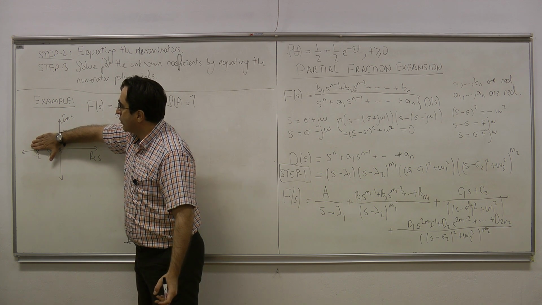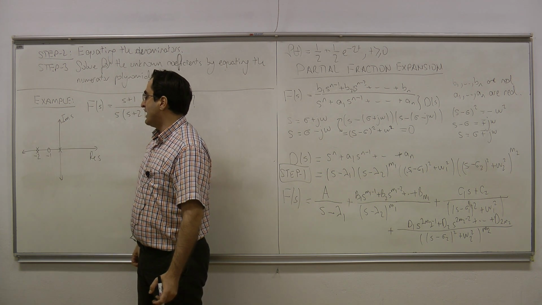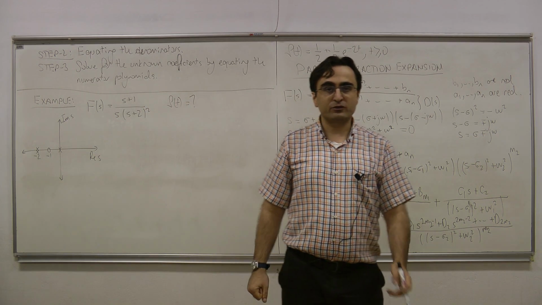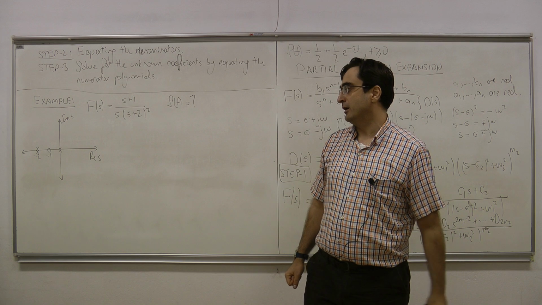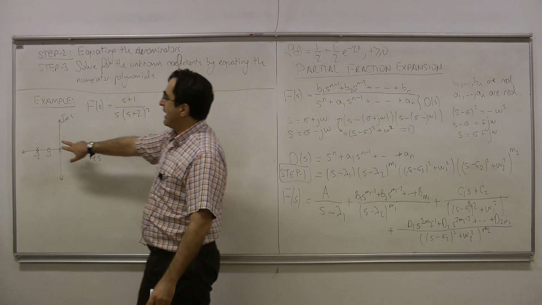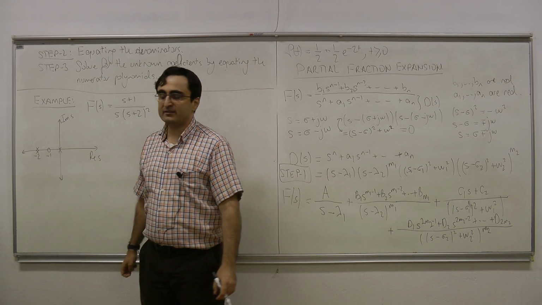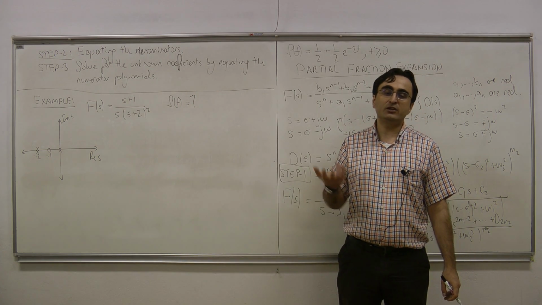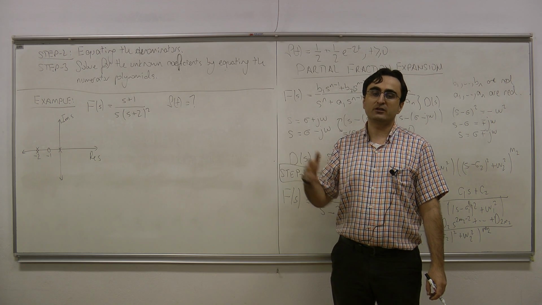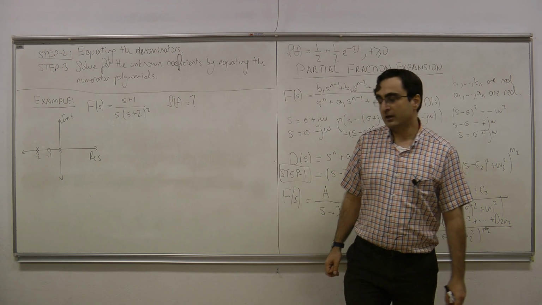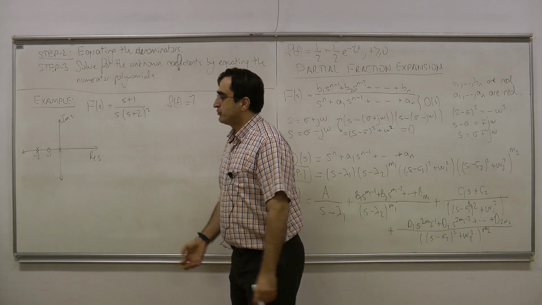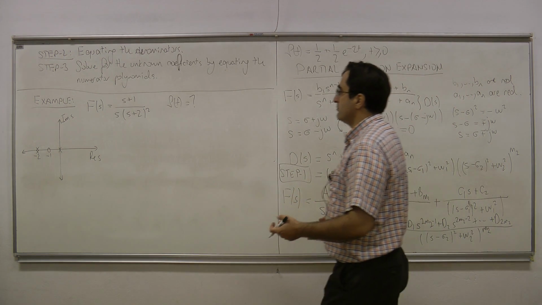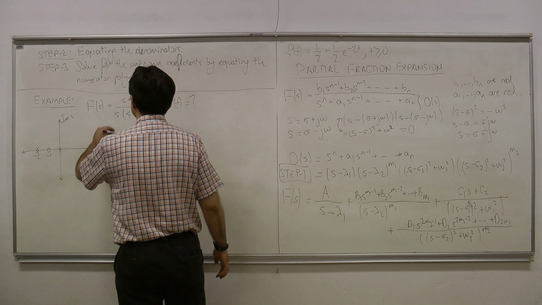So if I had only a single pole at s equals -2, then I would have an exponential term, e to the -2t. But since I have double poles at exactly the same position, I will also have an additional term, t times e to the -2t. Okay? So we will see how those terms are going to appear, actually. But let us first apply partial fraction expansion.